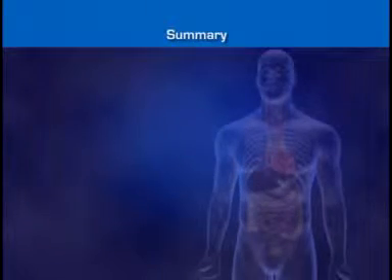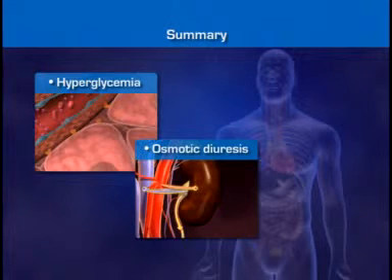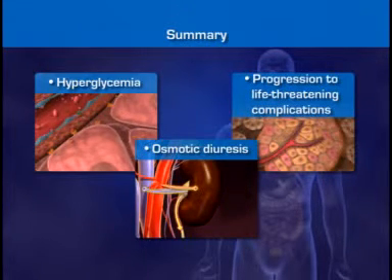Diabetes mellitus is a disorder of blood glucose control involving an absolute or relative deficiency of insulin or disrupted insulin reception, leading to hyperglycemia, osmotic diureses, and progression to life-threatening complications.